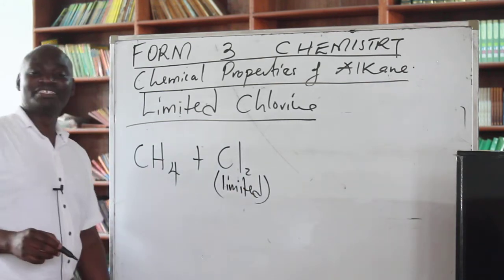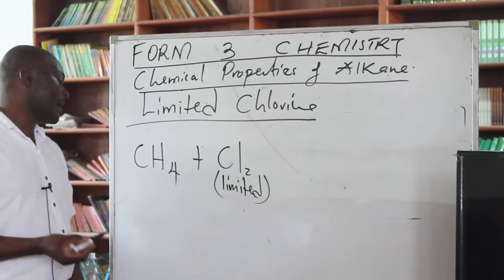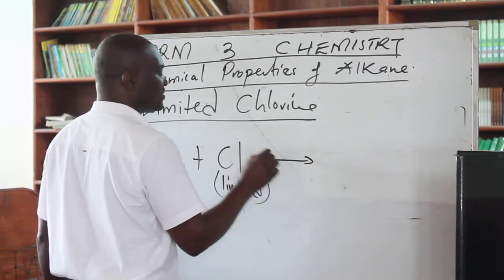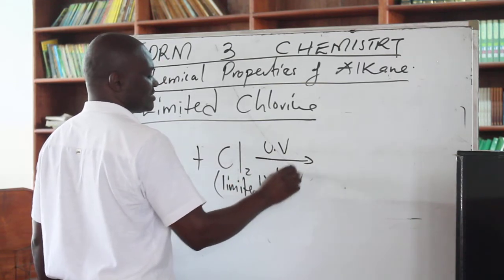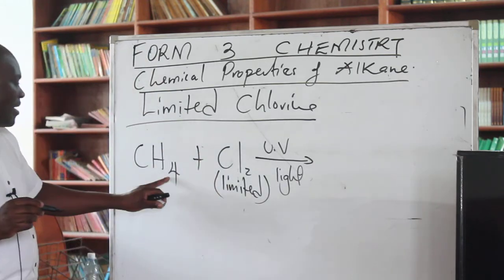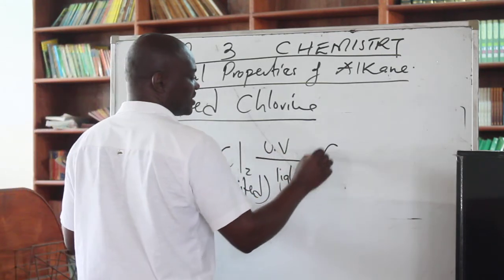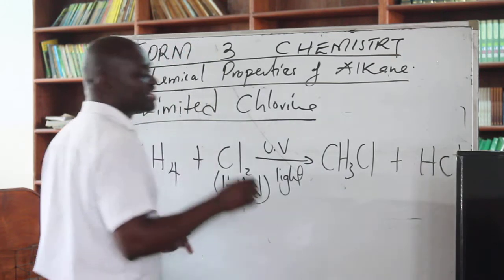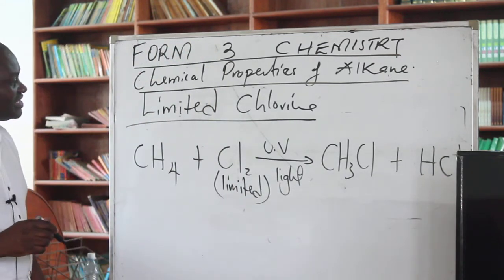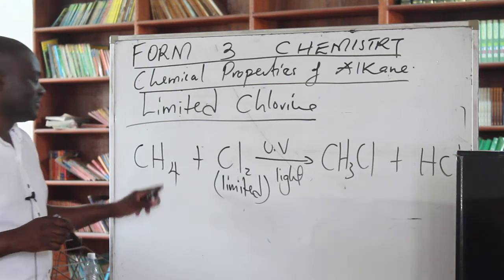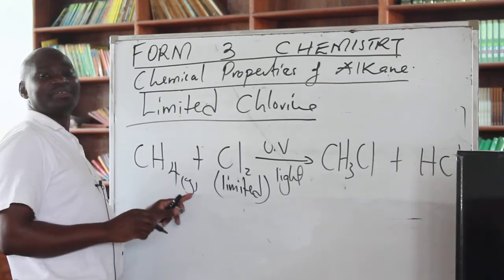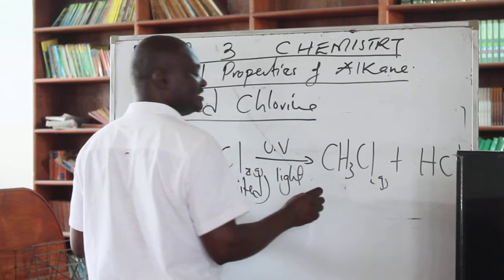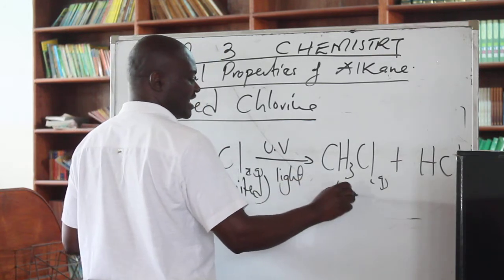Or sometimes they will tell you, write an equation for the reaction between methane and 1 mole of chlorine, meaning a small amount. We still need UV light. So only one hydrogen will be substituted, so that we'll have CH3Cl plus hydrogen chloride. In this case, we will have a gas, methane gas. This one is chloromethane.